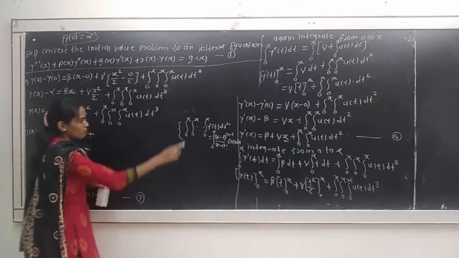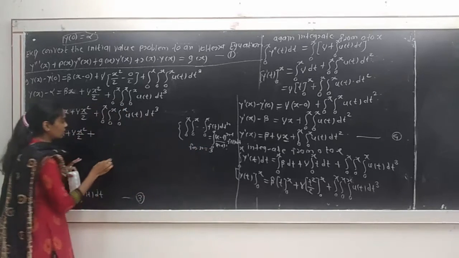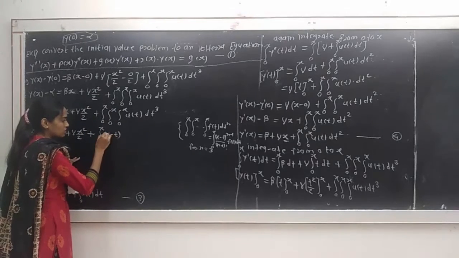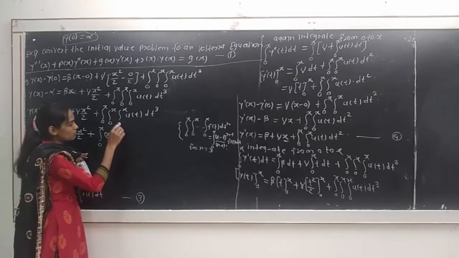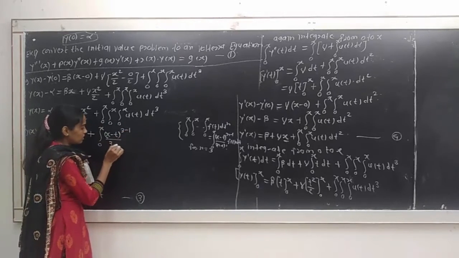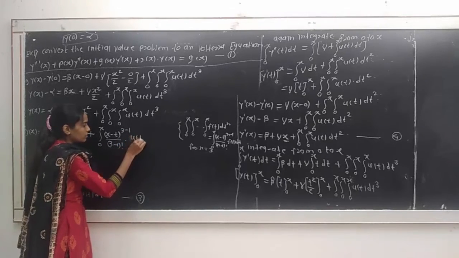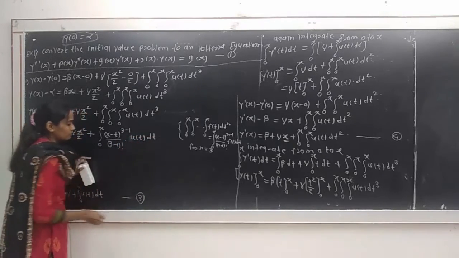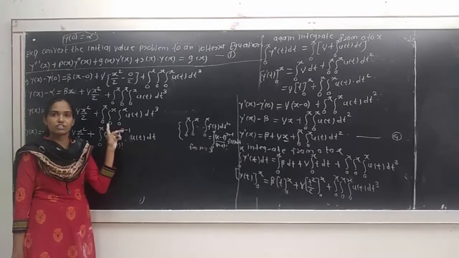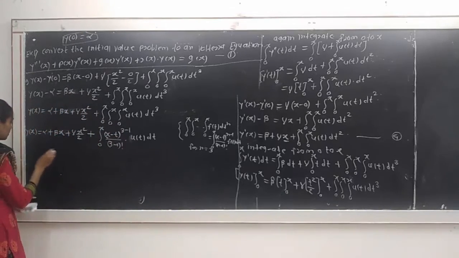Using this formula for n is equal to 3, we convert, that is, we get here the integral from 0 to x of (x minus t) raised to 3 minus 1, divided by (3 minus 1) factorial, into u of t dt. In this way, we use the conversion formula for converting an initial value problem to the Volterra equation.